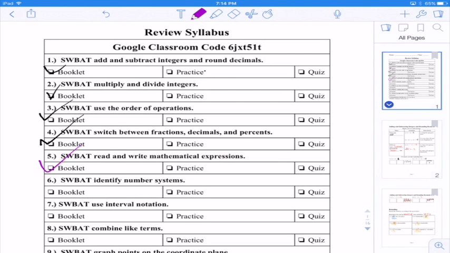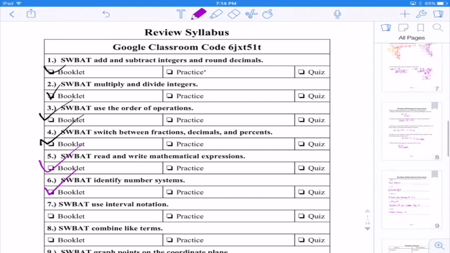Hi, Algebra 1 students. Today we're going to talk a little bit about number systems, so check that off and go ahead and go to that page.